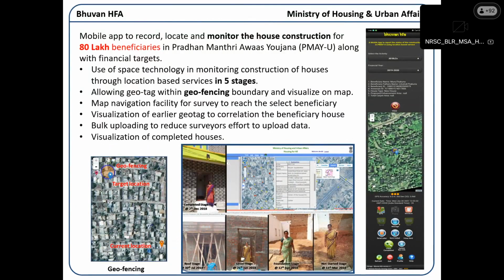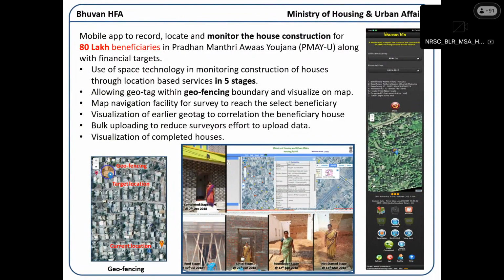Then this is another application, Pradhan Mantri Awas Yojana, where almost 80 lakh beneficiaries are benefiting to construct their own Pakka houses. We monitor these in 5 different stages: not started, foundation, lintel, roof, and completed. Here also we adopt geofencing because different people may be visiting these sites. They should not geotag the wrong houses, or go and geotag another house intentionally or unintentionally. To avoid that, we have introduced this.